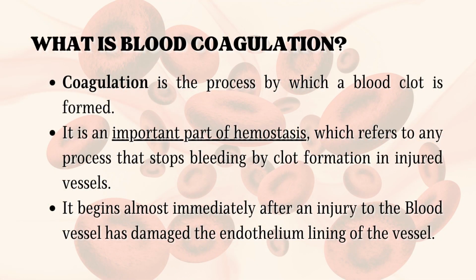What is blood coagulation? Coagulation is the process by which a blood clot is formed. It is an important part of hemostasis, which refers to any process that stops bleeding by clot formation in injured vessels. It begins almost immediately after an injury to the blood vessel has damaged the endothelium lining of the vessel.